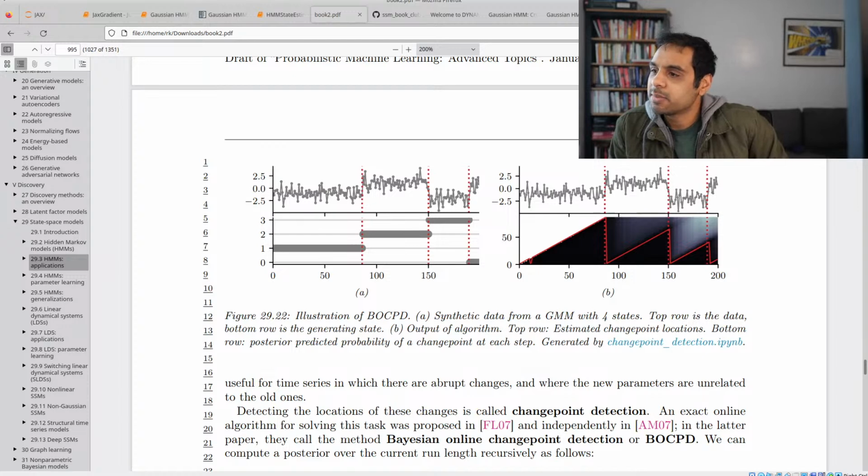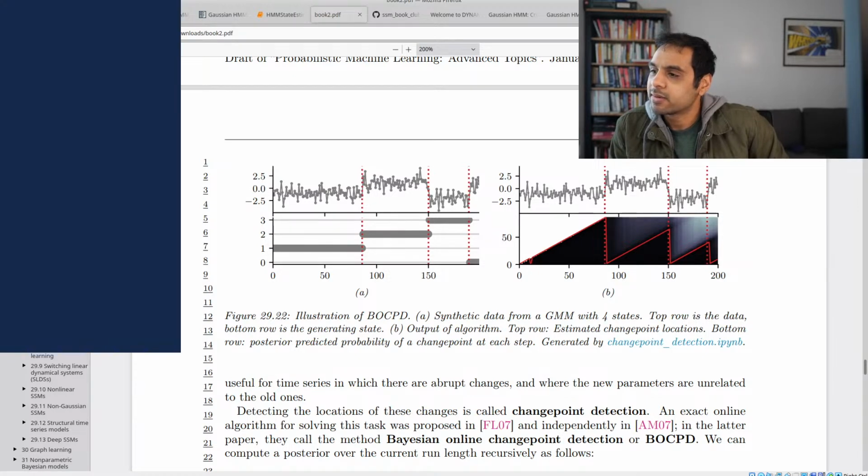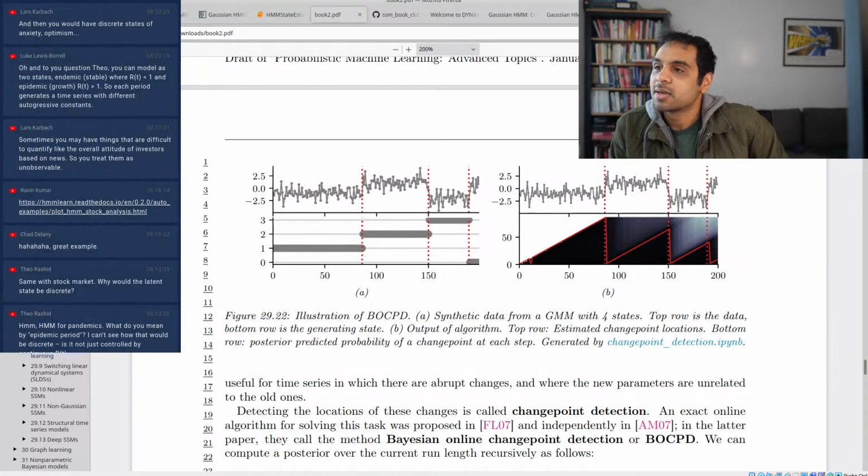Theo says HMM for pandemics. Let's see if this chat overlay will work. Theo says, what do you mean by epidemic period? I can see how that'll be discrete. It's not controlled by a continuous RT. I'm guessing RT is the reproduction rate, Theo. So let me know if I'm correct. Let me keep reading and then I'll come back to the answer.